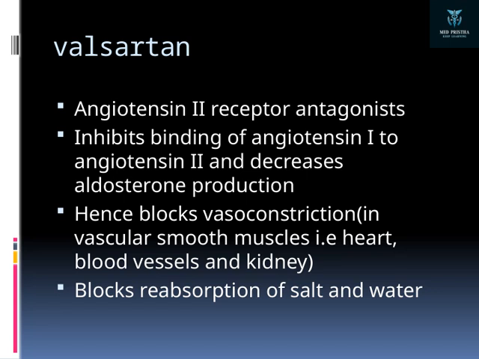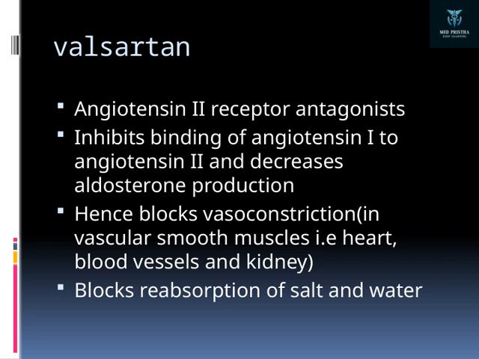What it does is inhibit the binding of angiotensin I to angiotensin II receptors. This is important because it ultimately decreases aldosterone production, which plays a key role in regulating blood pressure. By blocking this pathway, valsartan prevents vasoconstriction, which is the narrowing of blood vessels, particularly in the heart, blood vessels, and kidneys. This vasodilation helps to lower blood pressure and reduce the workload on the heart.